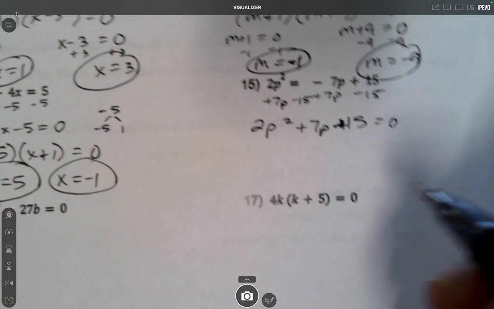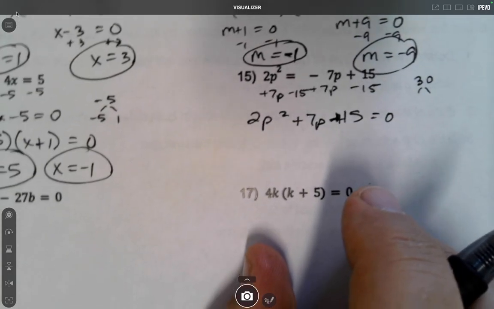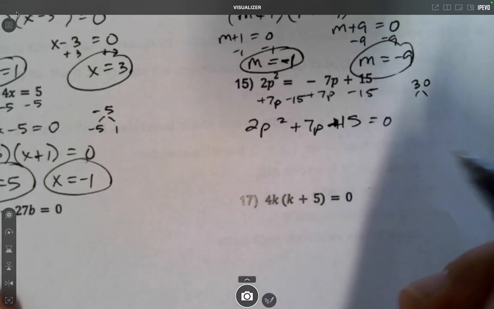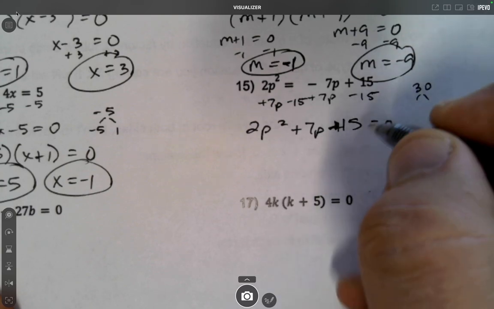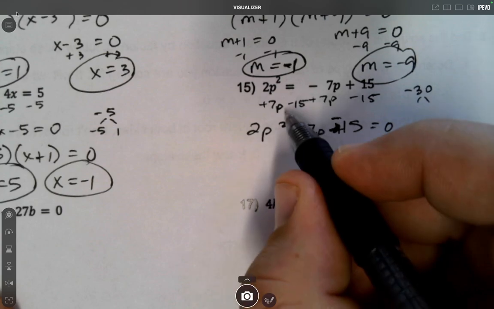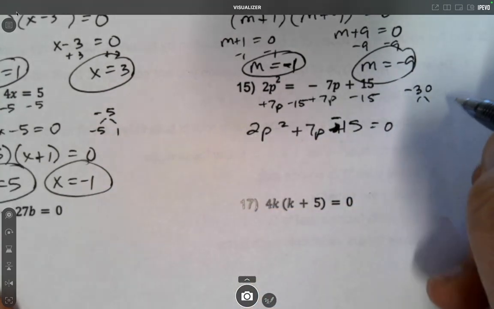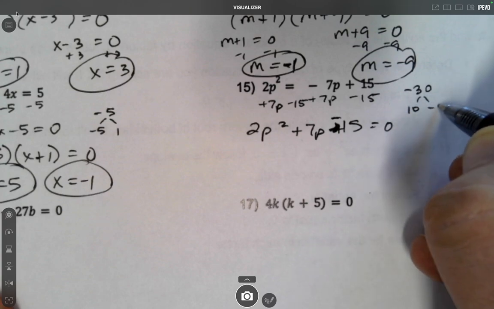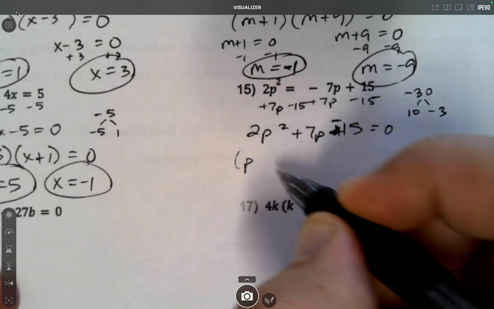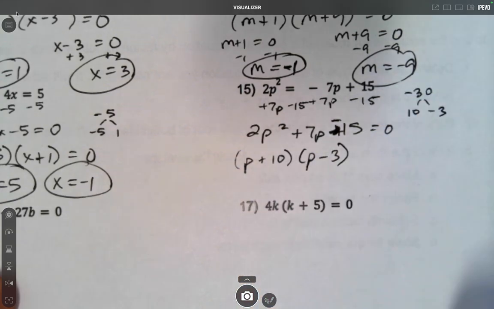So I'm going to use bottoms up. 2 times 15 is 30. I got to figure out what will multiply to be 30. I'm sorry, this should be a minus 15. My fault. So as we subtracted 15 from both sides, that's 7p minus 15. So that means 2 times negative 15 is negative 30. So if we use a positive 10 and a negative 3, that will add up to 7. So I say p plus 10, p minus 3.